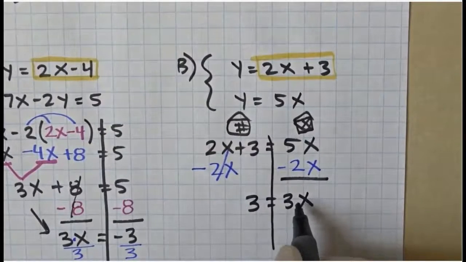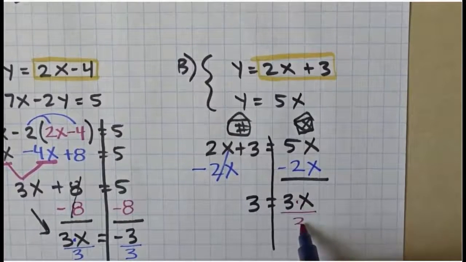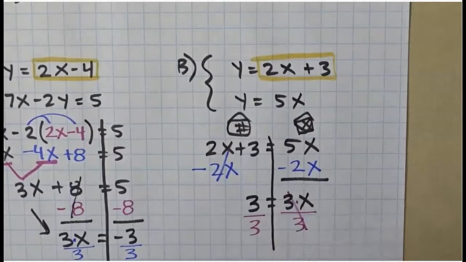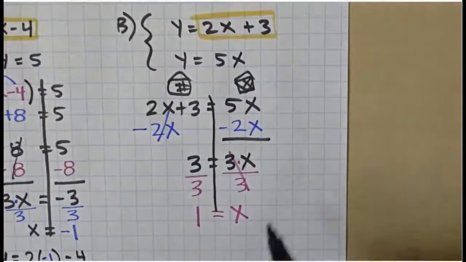I'm trying to get x by itself, so we're getting rid of that 3. Opposite of multiplying is dividing. That's an invisible 1x. And then here we get 1. So x is 1.